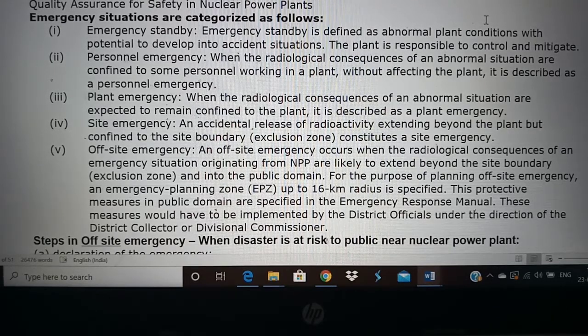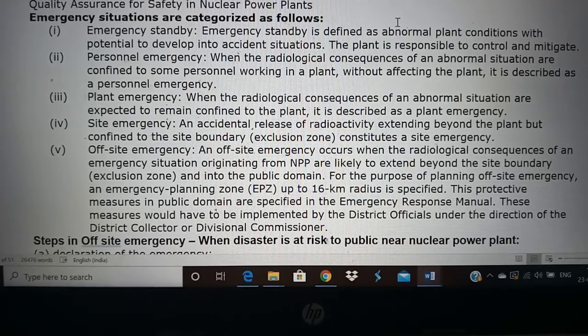The next thing is the personal emergency. Personal means the people involved. So when the people who are working in the nuclear power plant have a risk, that is either they had an accident or they were exposed to radioactive material, in any abnormal situation, the people are protected. Immediately there is a siren which tells that there is a personal emergency, and all the people are told to evacuate, and whoever is affected is evacuated and sent to the hospital.